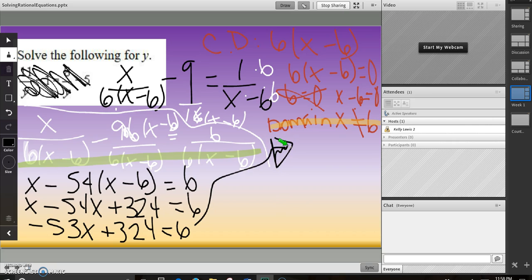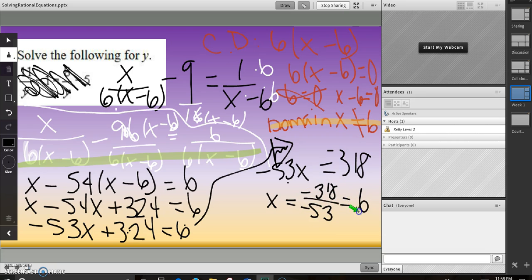All right, and so I need to move that 324 to the other side. Negative 53x. So I'm going to subtract 324 on both sides. So I'm going to do 6 minus 324 by calculator, and I get negative 318. Now I'm going to divide by negative 53. And so negative 318 divided by negative 53, my calculator says it's 6. So I get x equals 6.